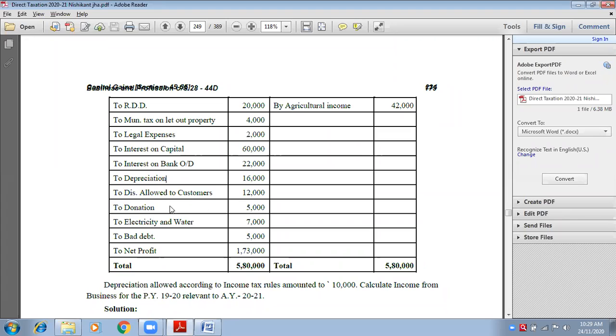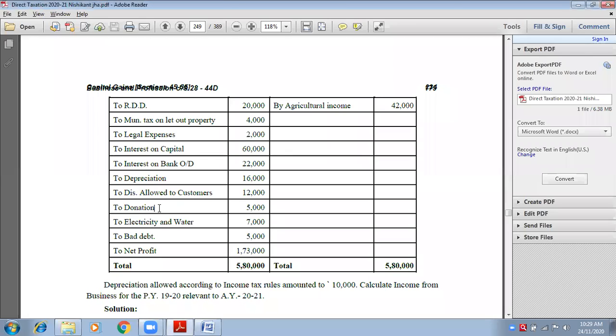Next, discount allowed to customers. Is it related to business? Discount allowed to customers. Is it an expense related to business? Come on, yes, no. Give me answers. Yes, it is related to business. Therefore, it is not disallowed. Leave it as it is. Okay. Very good. Next, donation.